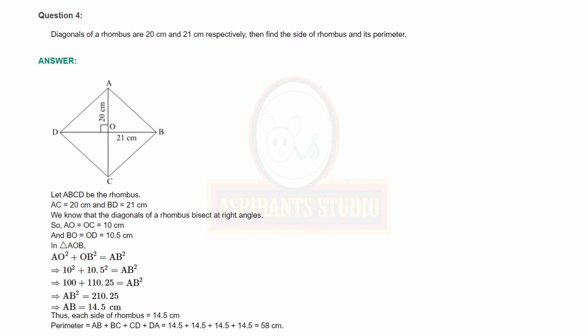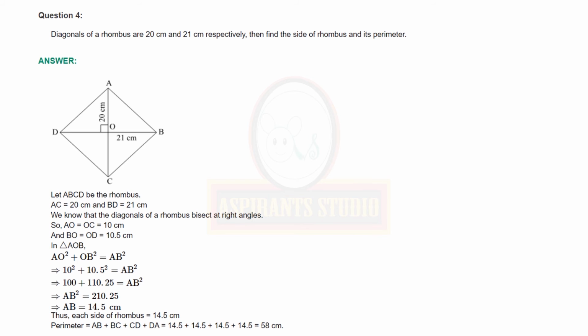Now coming to question number 4. Diagonals of a rhombus are 20 centimeters and 21 centimeters respectively. Then find the side of the rhombus and its perimeter. Given: diagonals of a rhombus ABCD are 20 centimeters and 21 centimeters. AC is equal to 20 centimeters and BD is equal to 21 centimeters.